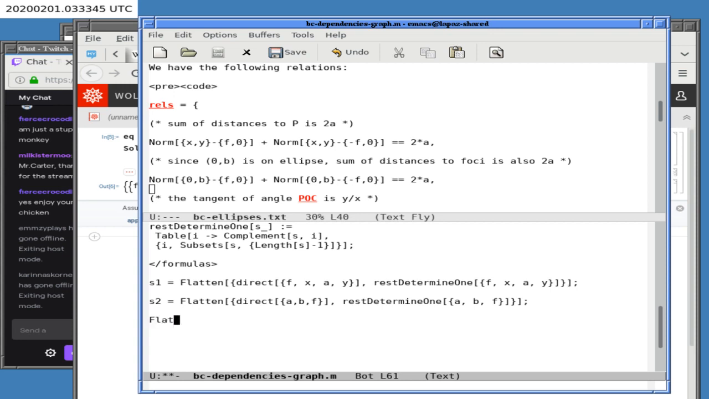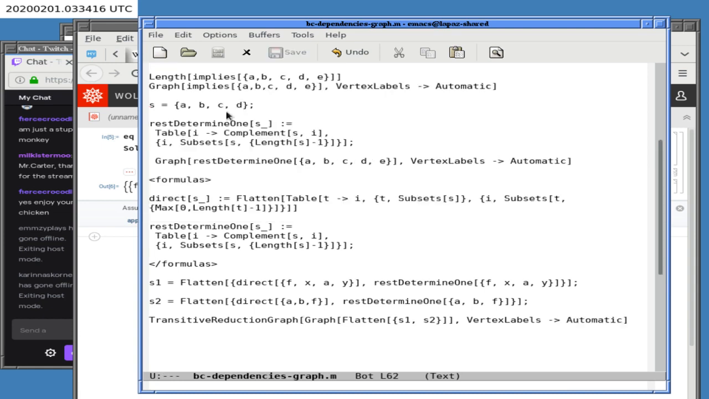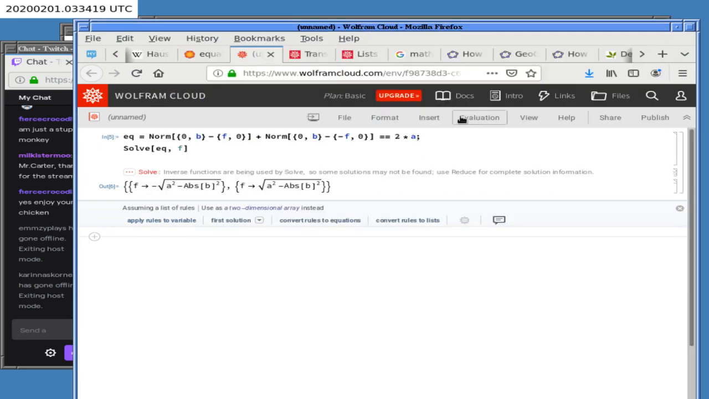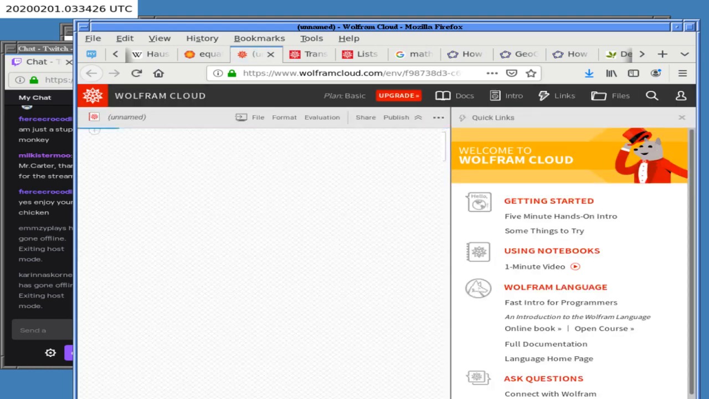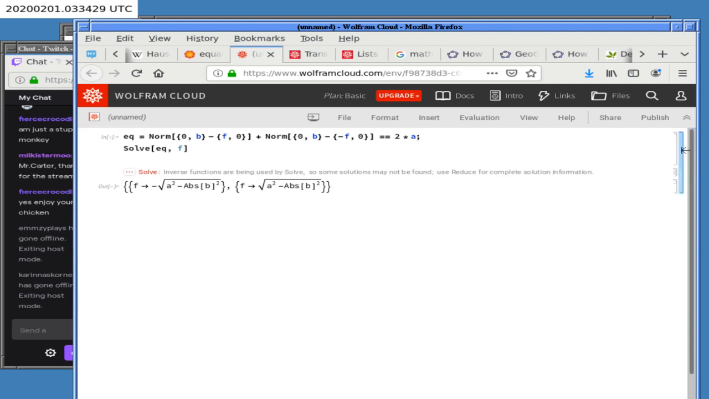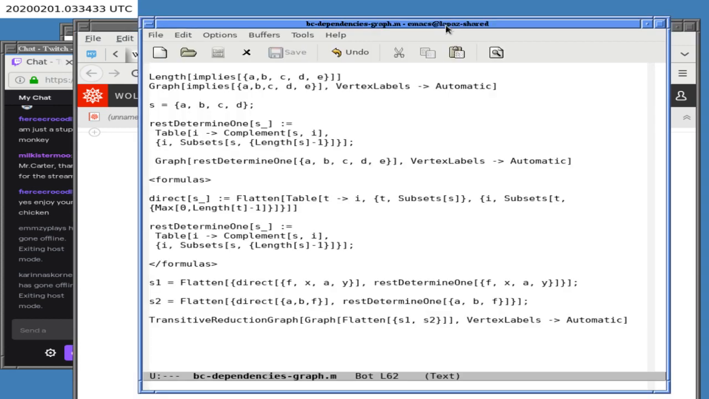And now we can flatten this, graph this with, what is it, transitive reduction graph of this, comma, vertex labels to automatic. So this goes down, we're pretty happy. I'm going to pretend like this actually works. And it doesn't. See, it doesn't even try to work. Okay. So we want this and this.